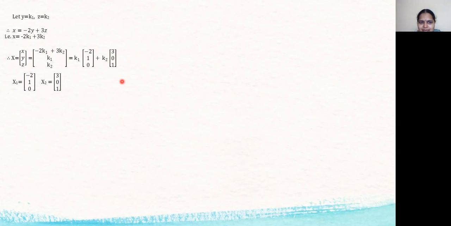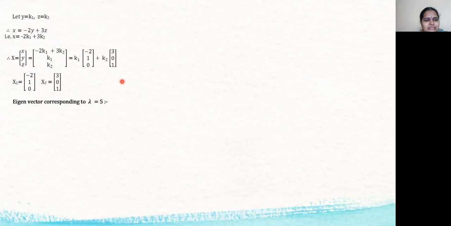So whenever an eigenvalue is repeated twice, then we will usually get two eigenvectors, but sometimes we may get only one eigenvector also. There is no rule that we always get two eigenvectors, but usually this will be the way of getting the eigenvectors whenever it is repeated.